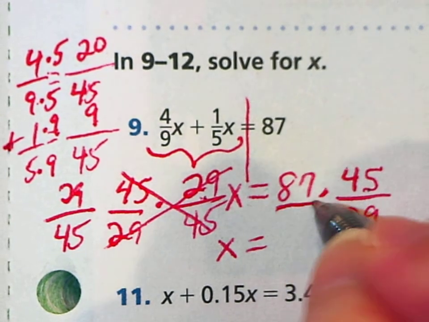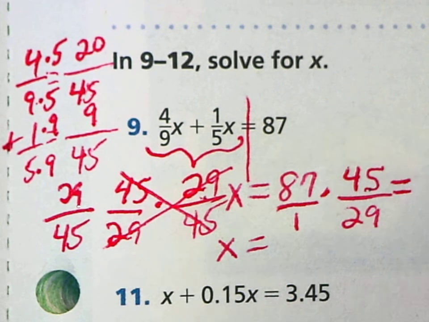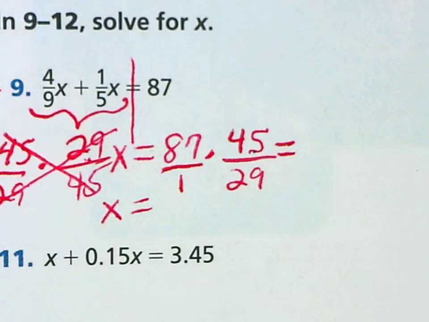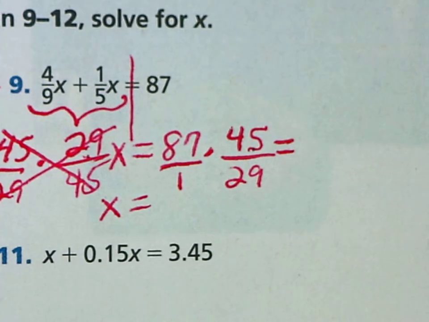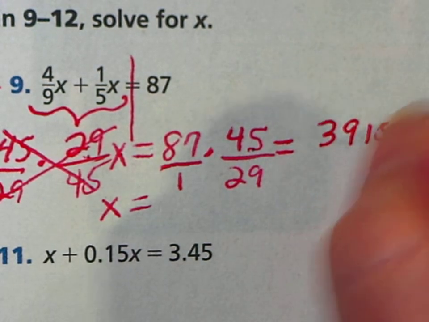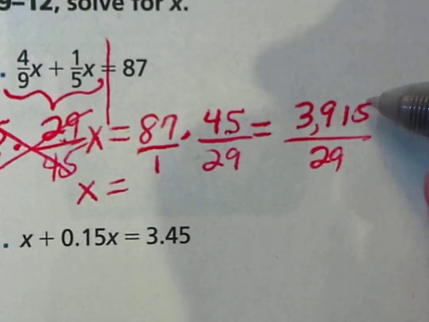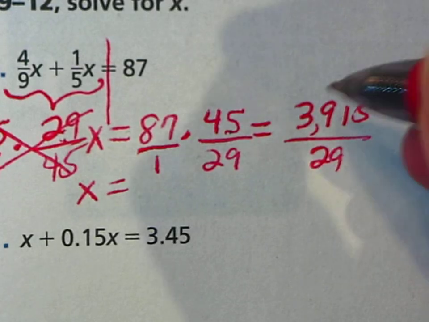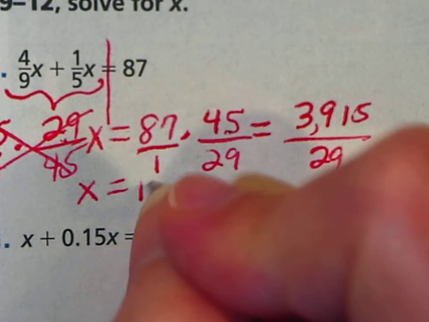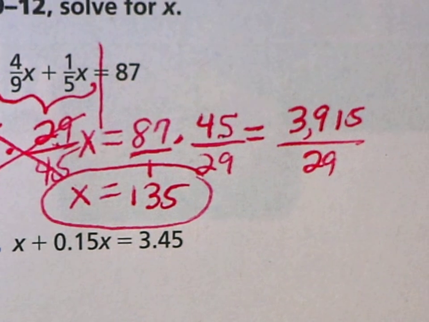And now, instead of trying to divide, reduce diagonally, I can instead multiply straight across. So I can do 87 times 45. And that's, let me see, 3,915. And then 1 times 29 is 29. And now I can plug this into my calculator and divide. So 3,915 divided by 29 is 135. So x is 135. It's another way I could do it.